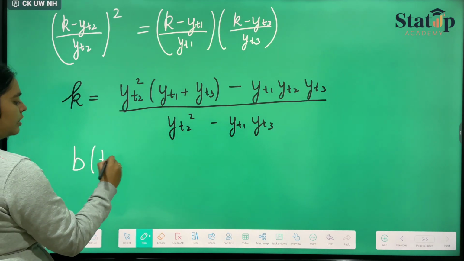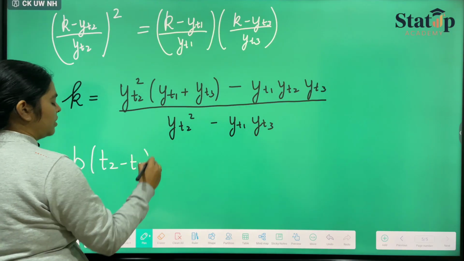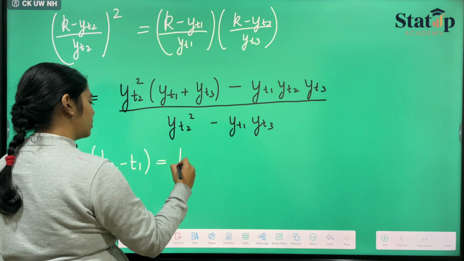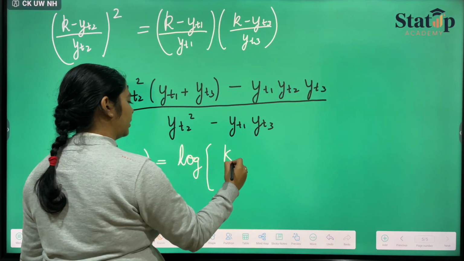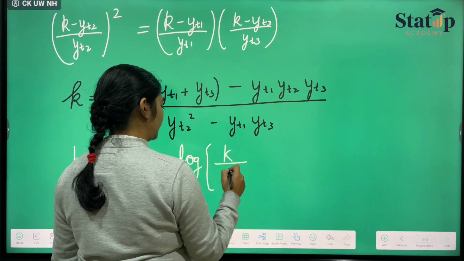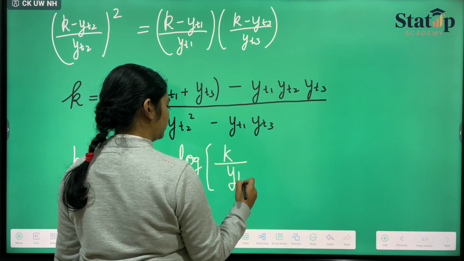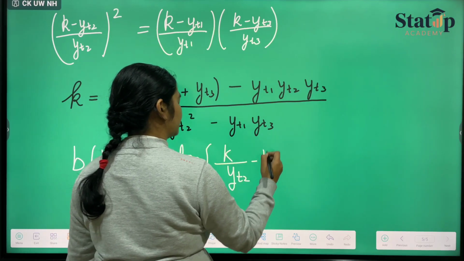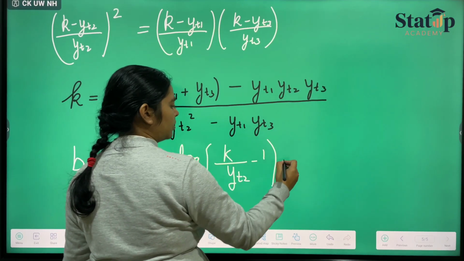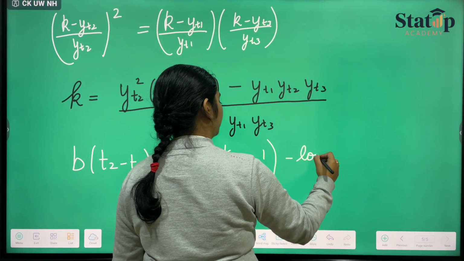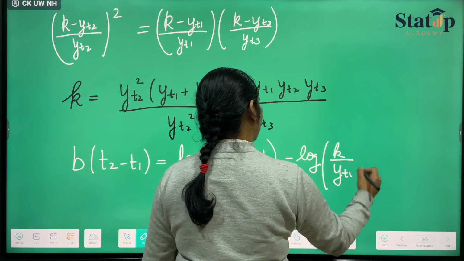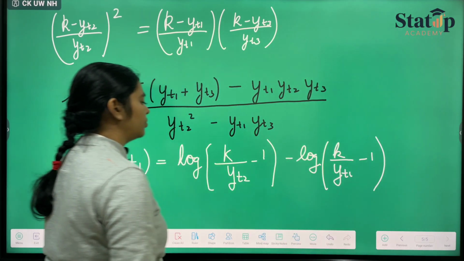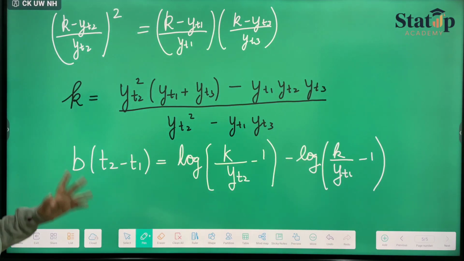equation, b(t2 minus t1) is equal to log of k upon y_t2 minus 1 minus log of k upon y_t1 minus 1. If we substitute the value of k, we'll get the value of b.